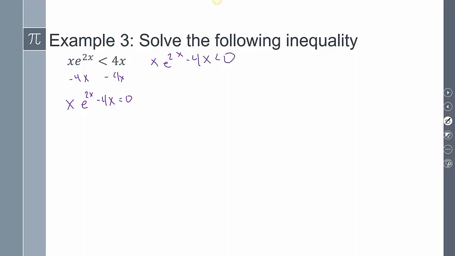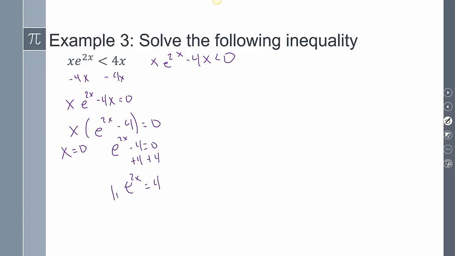Okay. So now there's an x in common. So now I can set each one equal to 0 and solve. So on this one, x is just 0, so that's one of them. On this one, I have e to the 2x minus 4 equals 0. Add 4 to both sides. e to the 2x equals 4. Ln to both sides. 2x equals ln 4. Divide both sides by 2. x equals ln 4 over 2. So those are my values that I need to put on the number line.